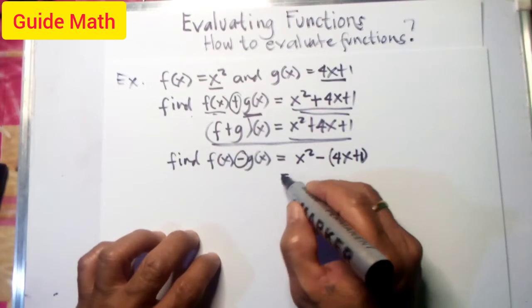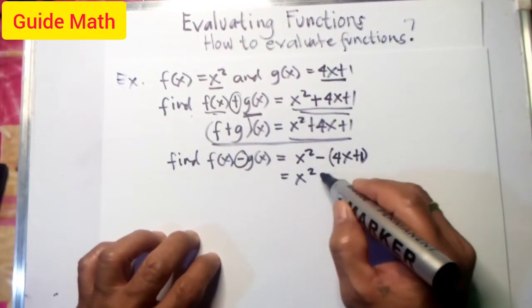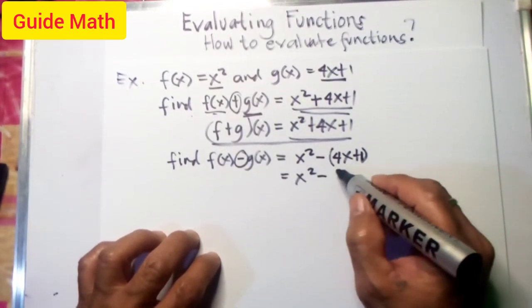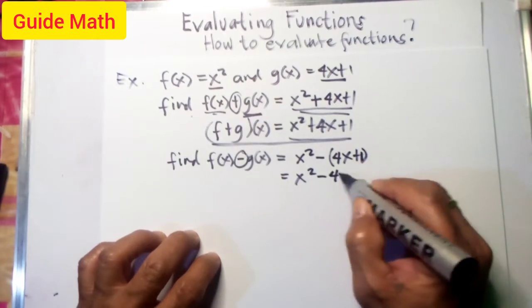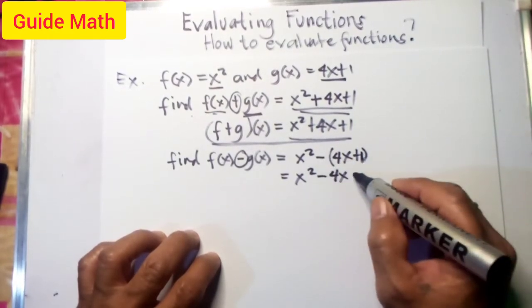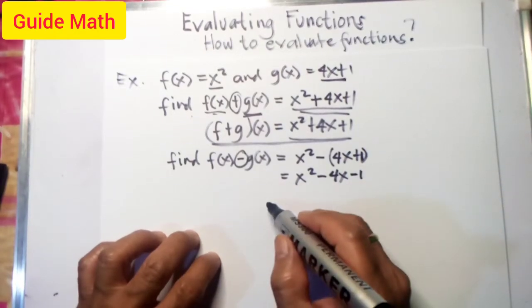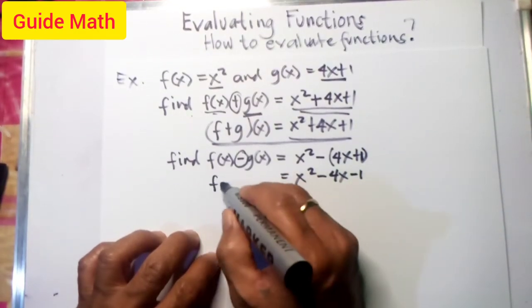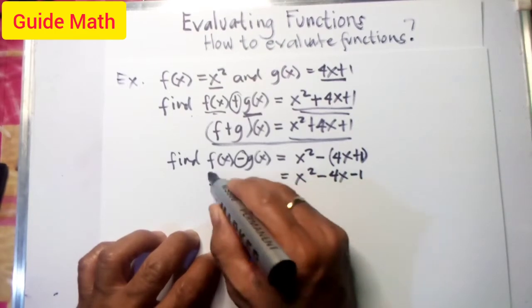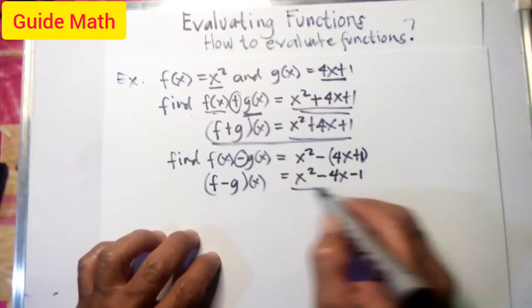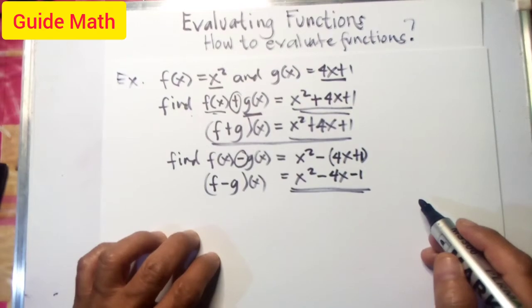So this will become equal to x squared, negative 1 times positive 4x, that is negative 4x, then negative times positive 1, that is negative 1. So as your final answer, we can rewrite this as f minus g of x is equal to x squared minus 4x minus 1.